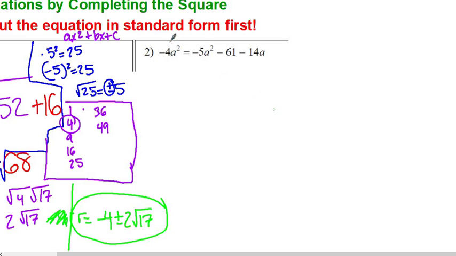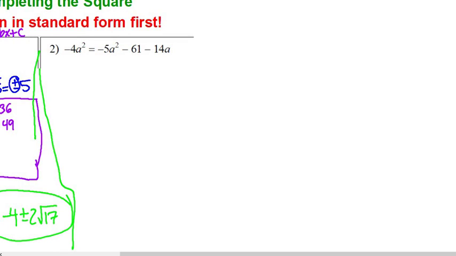This is slightly more challenging because we don't have things in standard form yet. Sorry, that was not a very straight line. As you can probably tell, that's not a strong suit for me, drawing straight lines.